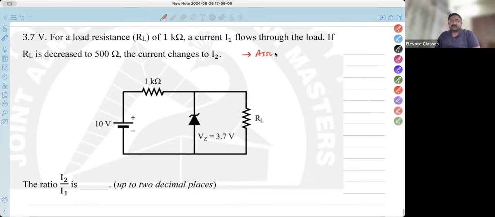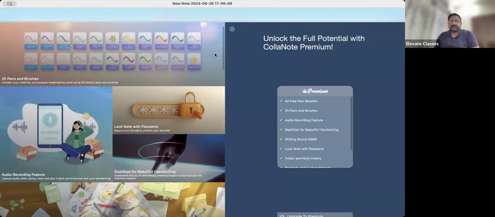Assume the Zener is in reverse breakdown. This is the first case. I'm just writing RBD for short. Reverse breakdown. अगर Zener reverse breakdown में है, we will replace it with, किससे replace करेंगे? एक voltage source से. What is the voltage value? 3.7.